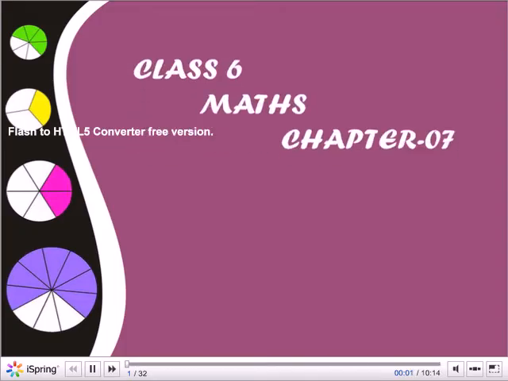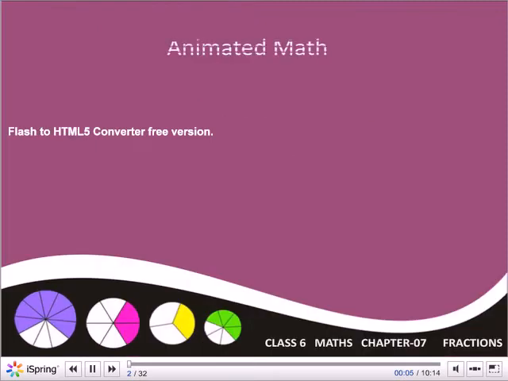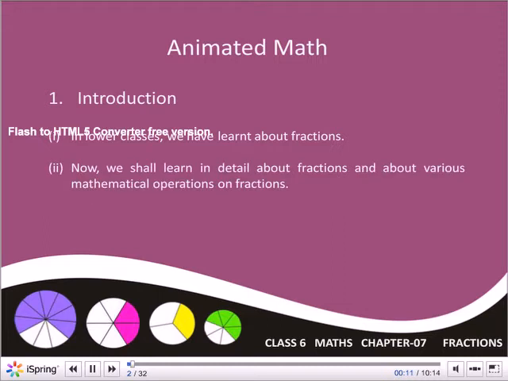Class 6, Maths, Chapter 7, Fractions. Animated Math, Introduction. In lower classes, we have learnt about fractions. Now we shall learn in detail about fractions and about various mathematical operations on fractions.